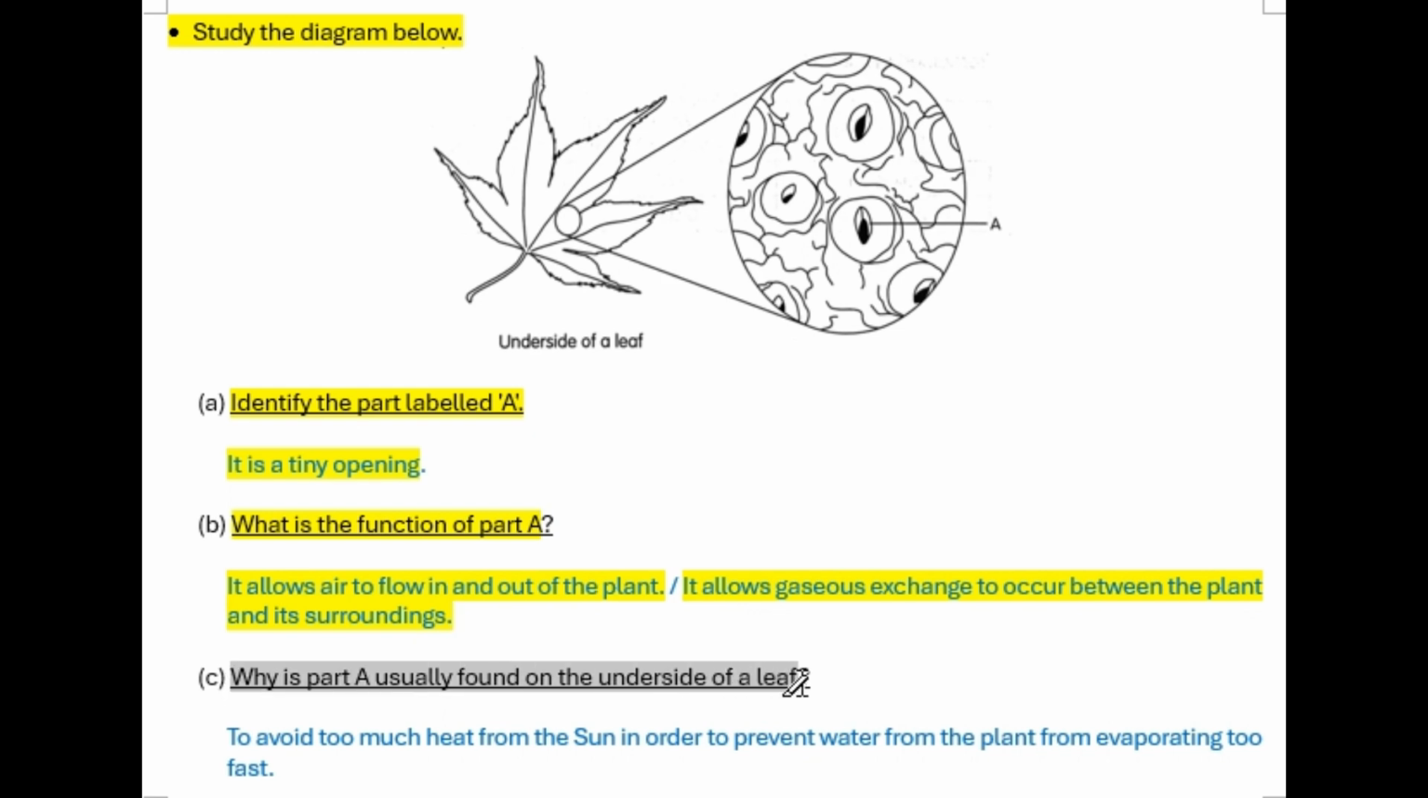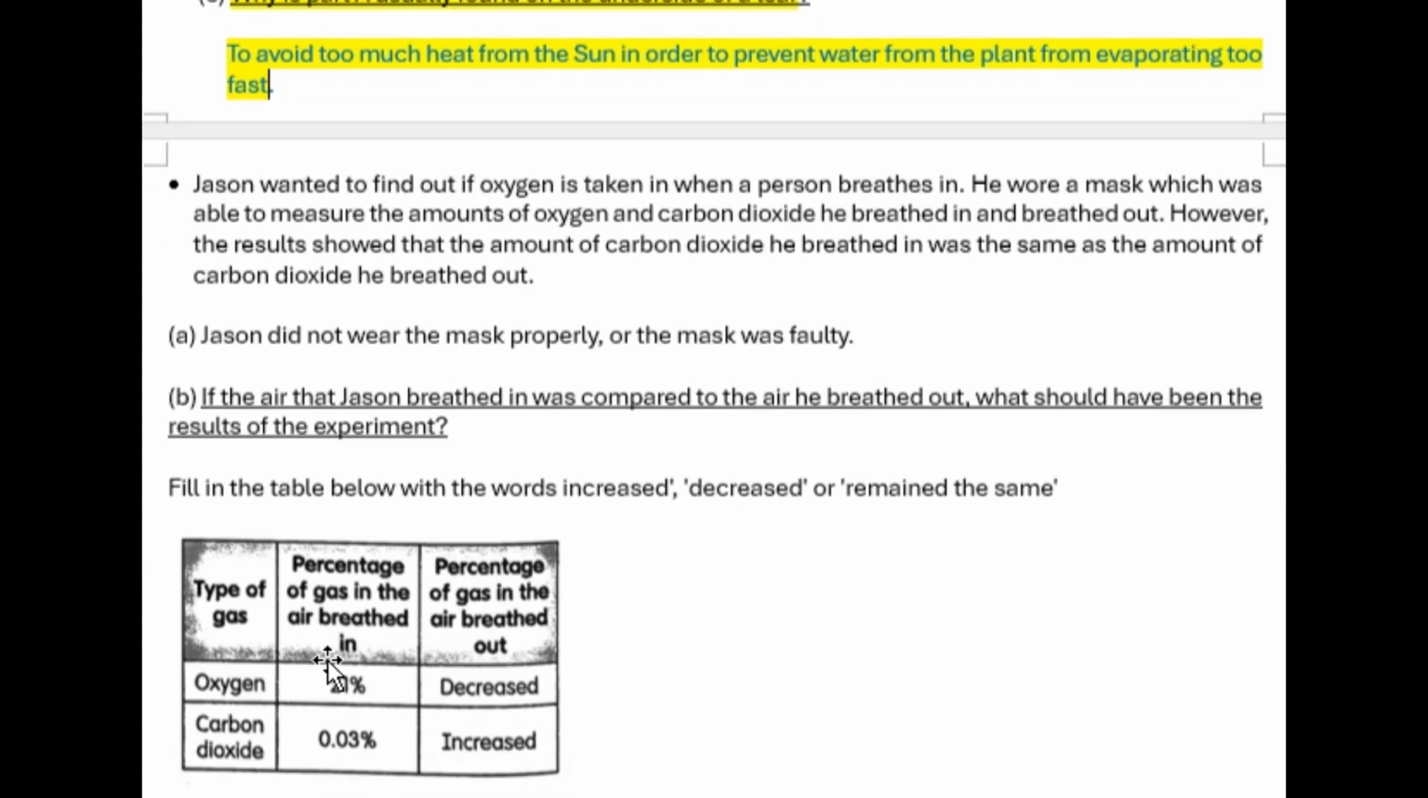C. Why is powder usually found on the underside of a leaf? To avoid too much heat from the sun in order to prevent water from the plant from evaporating too fast.